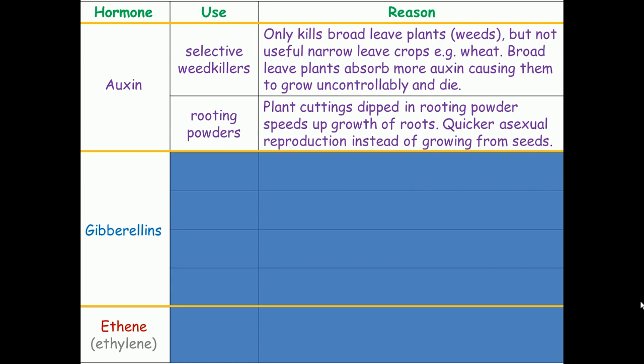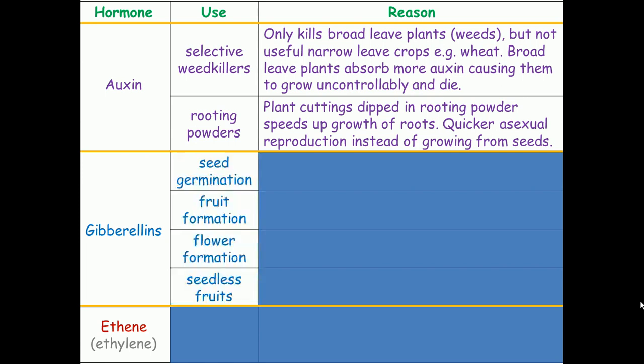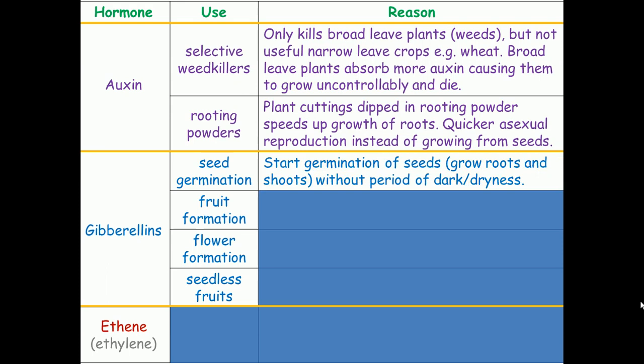The next hormone is gibberellins, and there are 4 different uses that you need to know based on the spec: seed germination, fruit formation, flower formation, and seedless fruits. In seed germination, you can use gibberellins to start germination of seeds to help it grow roots and shoots without there being a period of either darkness or dryness.